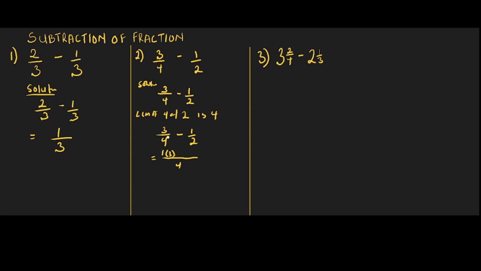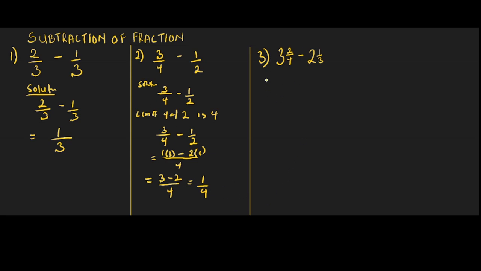4 divided by 4, 1. 1 multiplied by the numerator, which is 3, minus 4 divided by 2, 2. 2 multiplied by the numerator, 1. Here we have 3 minus 2 over 4. 1 times 3, 3, 2 times 1, 2, 3 minus 2, we have 1 over 4. That means 3 over 4 minus 1 over 2 is 1 over 4.